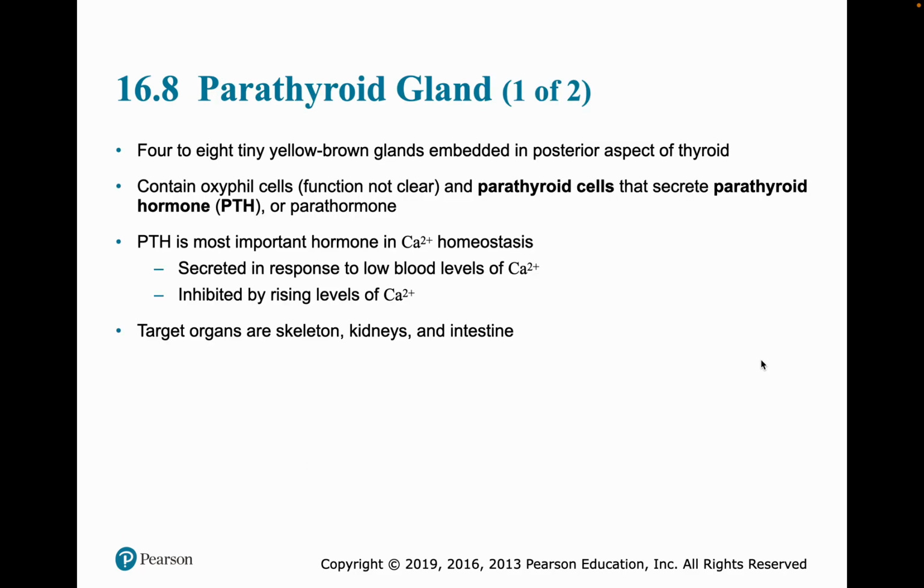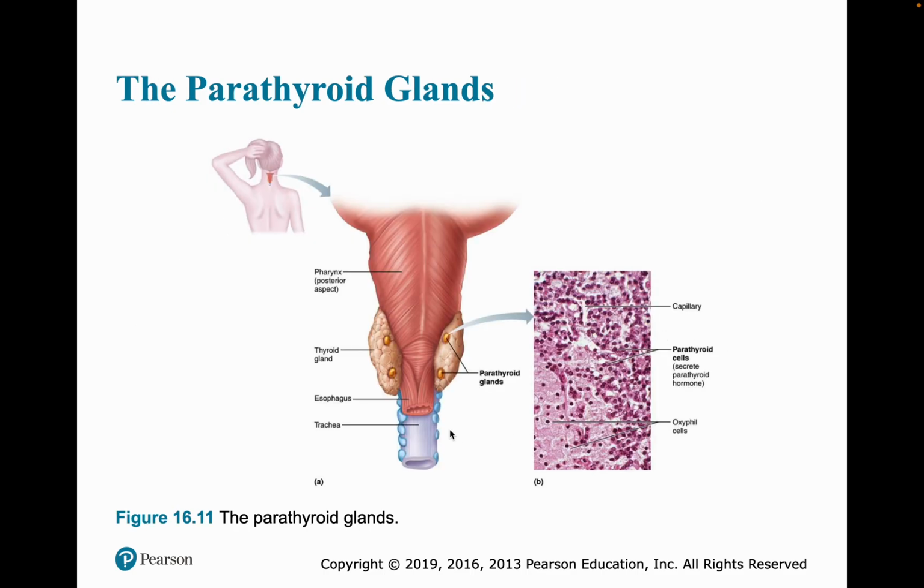The parathyroid glands we talked about are 4 to 8 teeny yellow-brown glands that are embedded in the back of the thyroid. They contain cells called oxyphil cells, whose function is not clear, and parathyroid cells that secrete parathyroid hormone, also known as parathormone. PTH is the most important hormone in calcium homeostasis, secreted in response to low levels of calcium and inhibited by rising levels of calcium. It targets the skeleton, the kidneys, and the intestines. So there are those parathyroid glands.